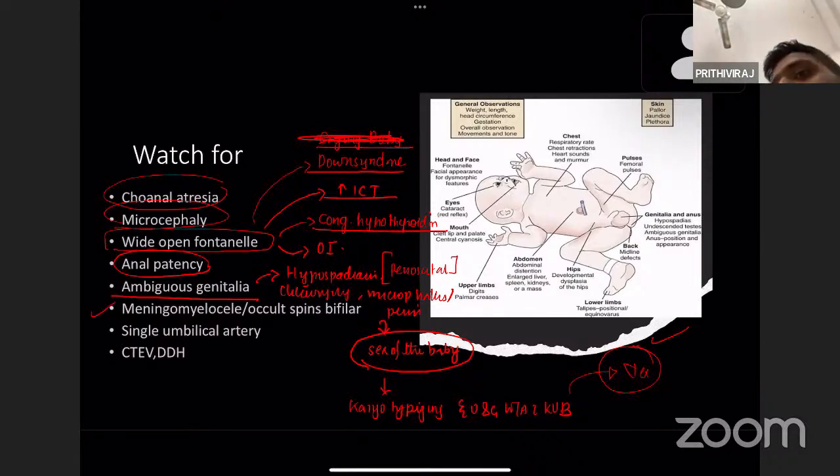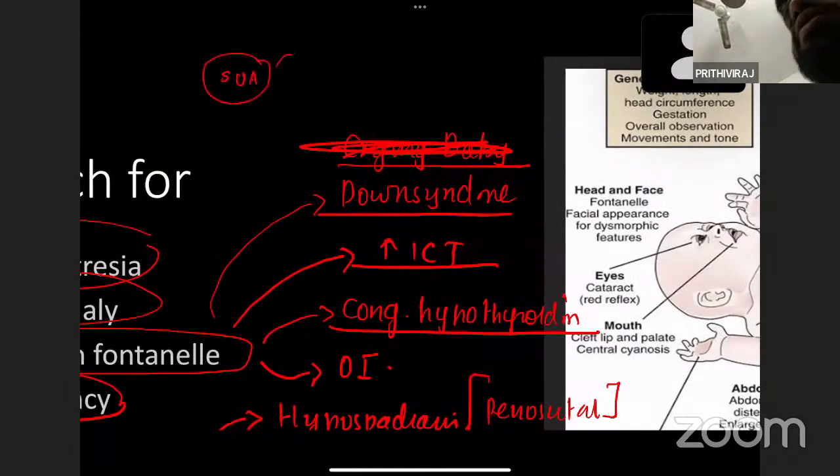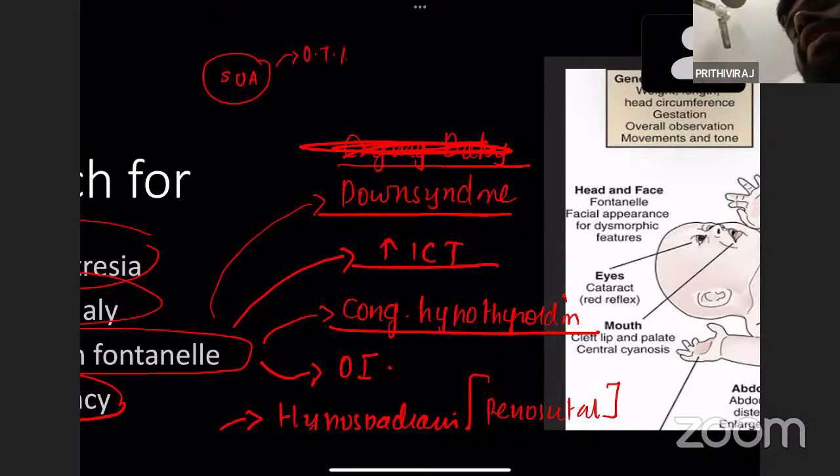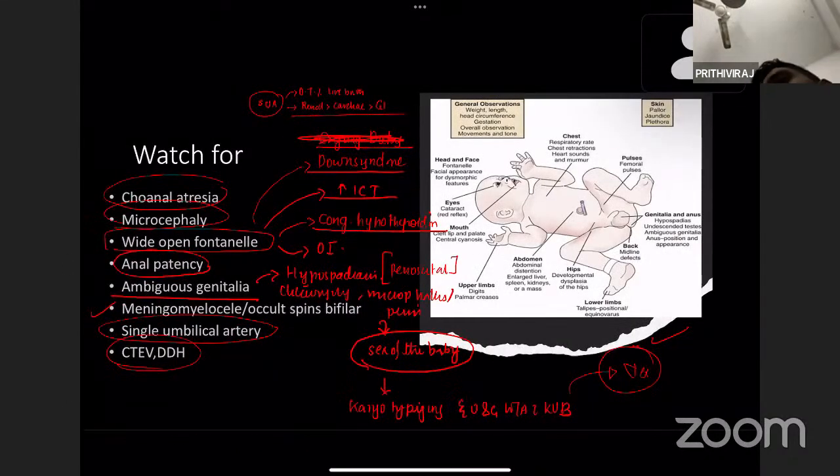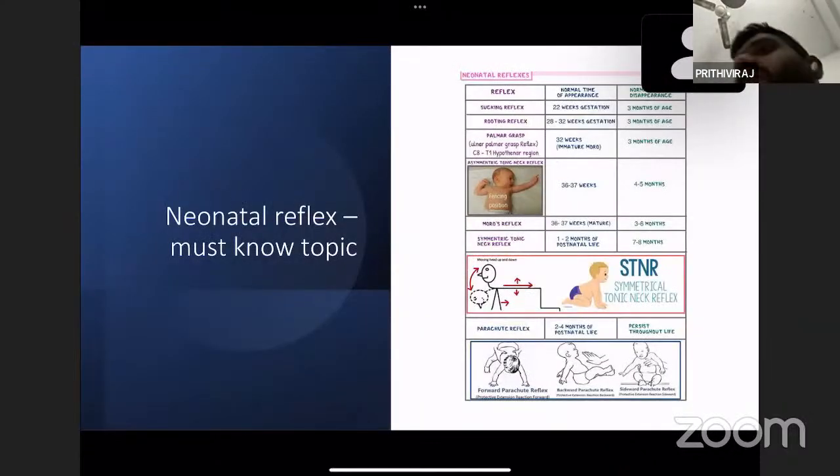Then I said meningomyelocele, occult spina bifida, single umbilical artery. This is very important. This question is important, as it is seen in about 0.7% of live births. You will have a single umbilical artery. The most common associated anomaly with single umbilical artery is renal, followed by cardiac, followed by GI. And lastly, CTEV and DDH. You should be looking for these. Neonatal reflexes, you should read them. What are the reflexes? Sucking, rooting, palmar, asymmetric tonic neck, symmetric tonic neck, Moro reflex, and parachute reflex, which you should know. These are must-know topics. I'm not going to discuss them because you have to cram them.